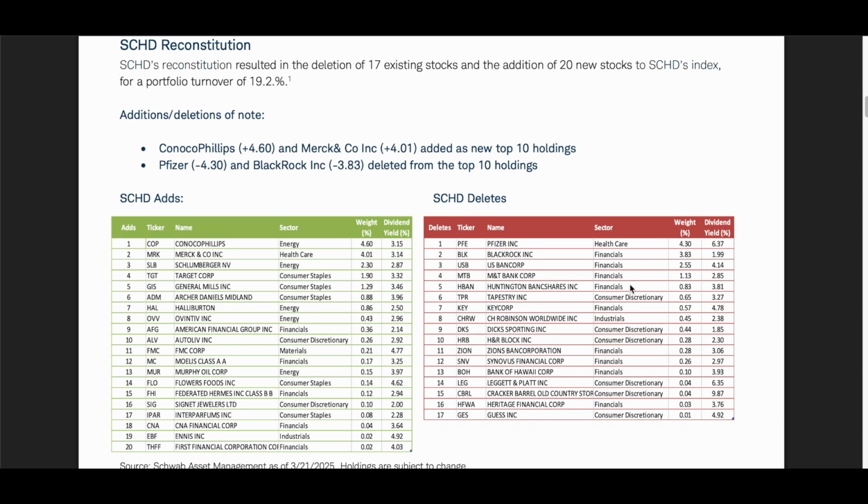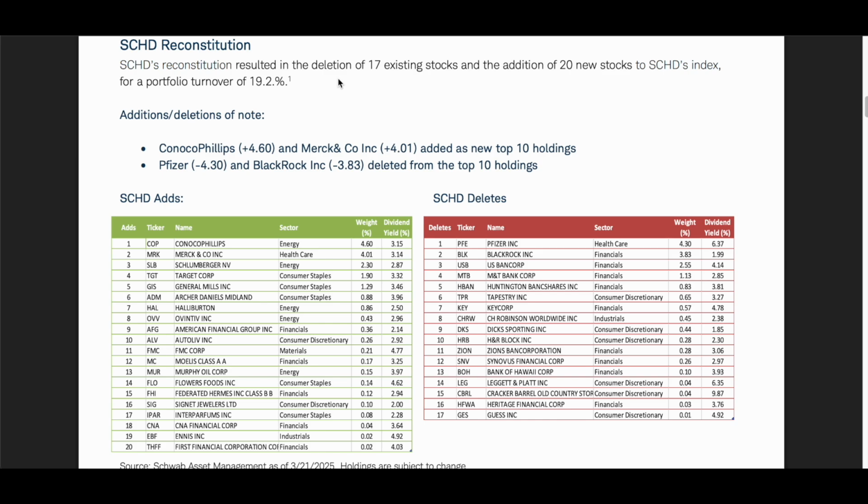All right, then we get into the real meat and potatoes here, guys. These are the actual companies that SCHD added, and then the ones that SCHD deleted. The reconstitution actually resulted in the deletion of 17 existing stocks and the addition of 20 new stocks in SCHD's index. So when we talked about those metrics on the prior pages, they're basically funneling out all the companies that pay dividends that are US based on their metrics. These are the 17 that got removed and the 20 that got added based on their algorithm.